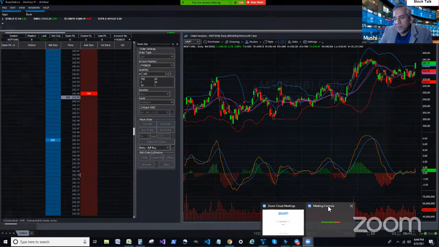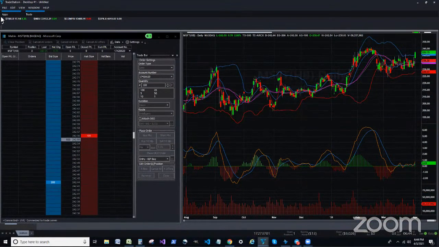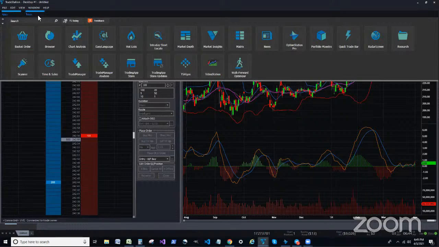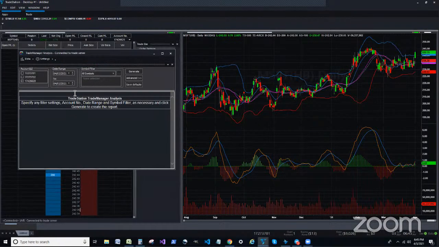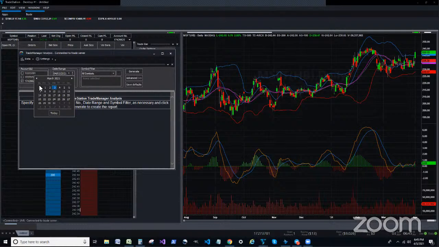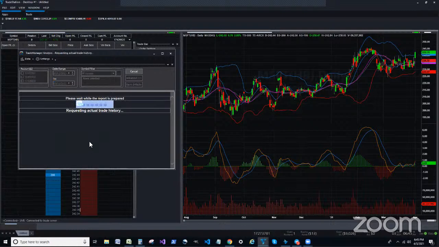So all day, right? All day. I don't mess around. So if I go and look at something like, let's see, I could do trade manager analysis. So this is real P&L now. If I go and look at what I did from March to April, if I generate that, let's see.